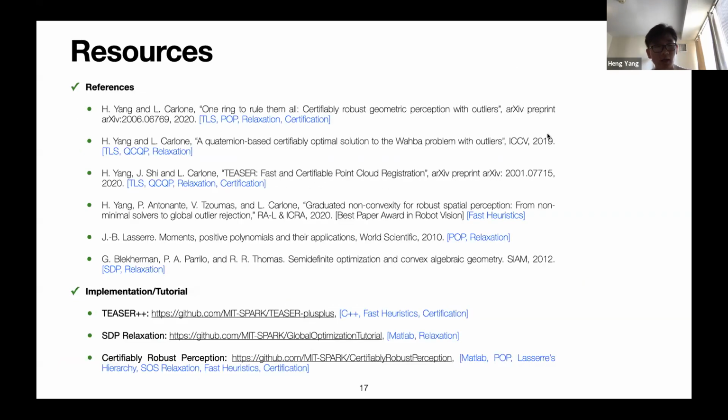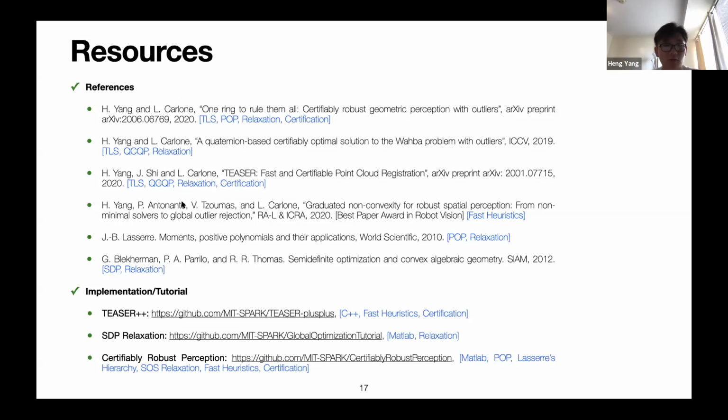So in the end, I show you some references, implementation, and tutorial that's probably useful for people who are interested in the technical details. The first reference is the result that just came out, about 1 month ago. This probably will be the go-to reference to read if you want to know more about this Lasserre hierarchy and its application to geometric perception.